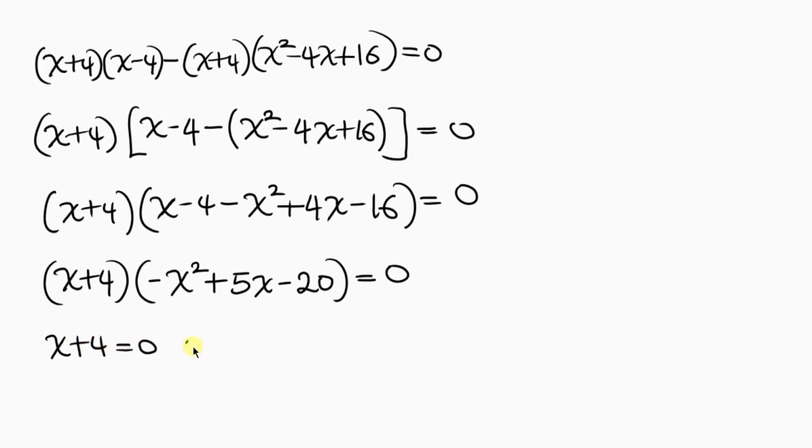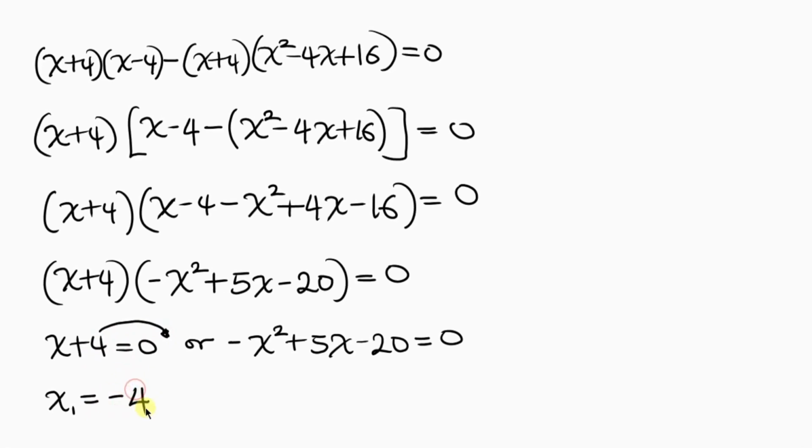Or we have the other case to be negative x squared plus 5x minus 20 to be equal to 0. Now from our first case, we can easily get our first value of x by moving 4 to the right hand side. When I move 4 to the right hand side, it becomes negative 4. So this is a real solution for x. Now to get the other solutions for x, we have to solve this quadratic equation.